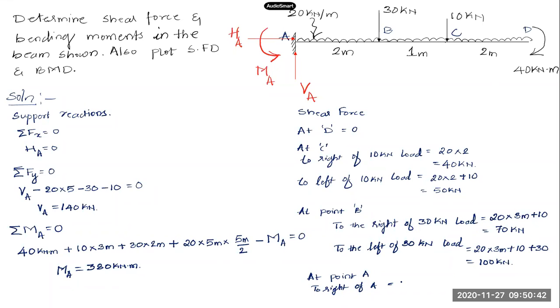It will be 20 into 5 plus 10 plus 30. So it will be 100 plus 10, 110 plus 30, 140. That should be equal to the reaction at that point. This is what we can conclude. Once I cross that point, it will reduce to 0 immediately.